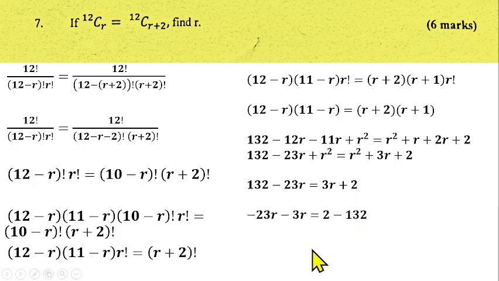Collect like terms from there, we have minus 23r minus 3r equals 2 minus 132 rather. So that will give us minus 26r equals minus 130. Divide both sides by minus 26. r will be equal to 5 for question number 7.